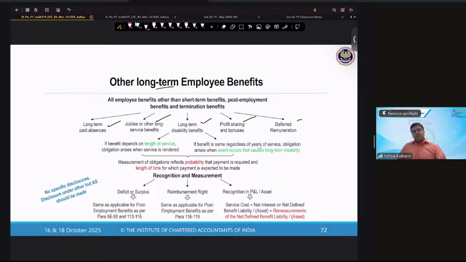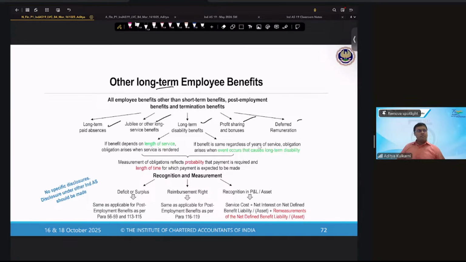Notionally, they would retire. They would exhaust the 6 months of leave and get fully compensated for that. On the day before retirement, they would greet all their colleagues and say that from tomorrow I am retiring. And on the day of retirement, they come with the retirement checks in hand. Now, this leave of 6 months, which they have accumulated, is a long-term paid absence.